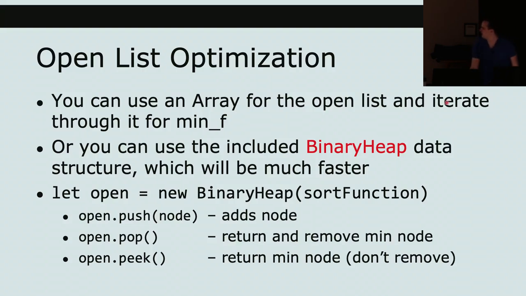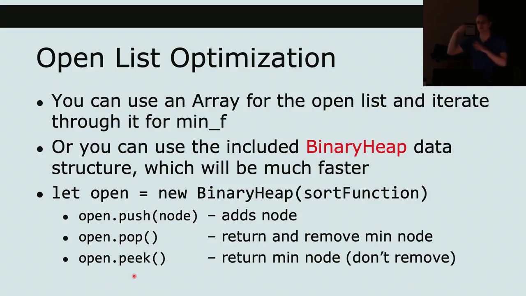So down here, what you do is you would set let open equal new binary heap, and then you have to pass in as an object a sorting function. And in the code, which I will show you, I've showed you an example of how you do that. And then open.push adds a node to that binary heap. Open.pop will return and remove the node. Or open.peek will return the node but not remove it.